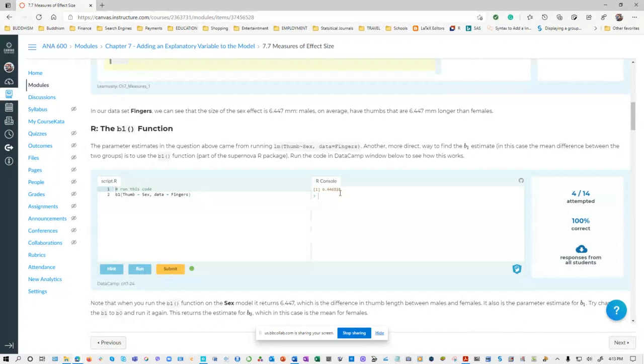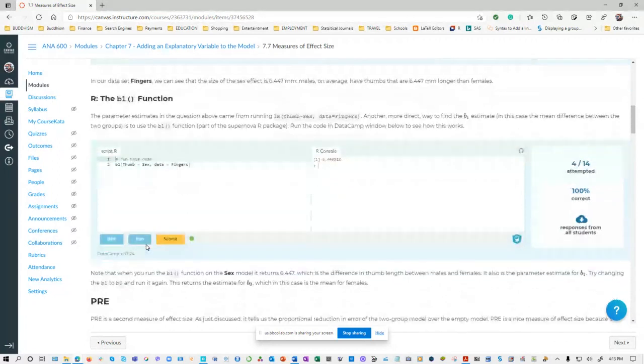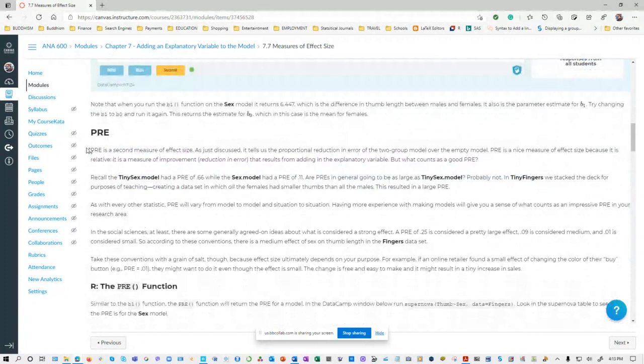It will return 6.44, pretty much the same one. In addition to that, we can talk about the PRE. PRE is the second measure of effect size. It tells us the proportional reduction in error of the two groups over the empty model. See how much error has been reduced due to this new model.